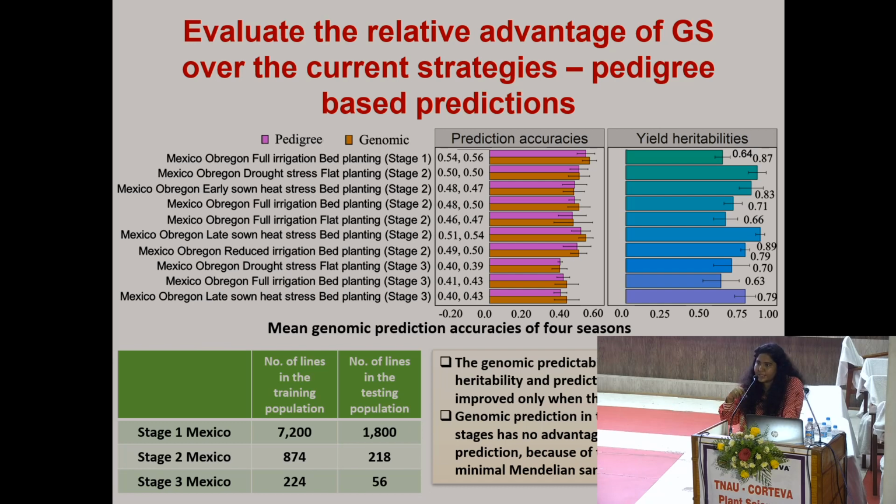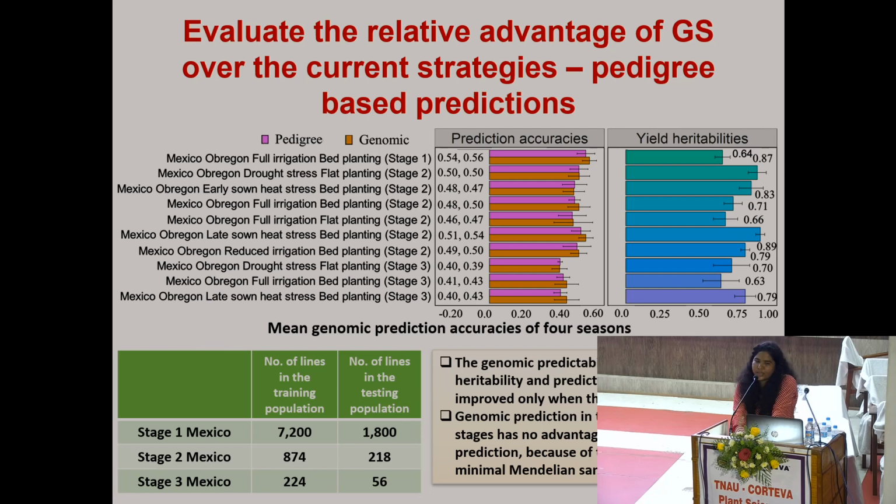And one of the reasons why we see this at CIMMYT, why the pedigree performs as well as genomics, is because the family sizes are very small. The stages where we test genomic selection are the advanced line stages. And the family sizes here are too small, and there's very little Mendelian sampling. So there's not much Mendelian sampling variance here for us to exploit to predict well using markers. So pedigree still performs as well as genomics.